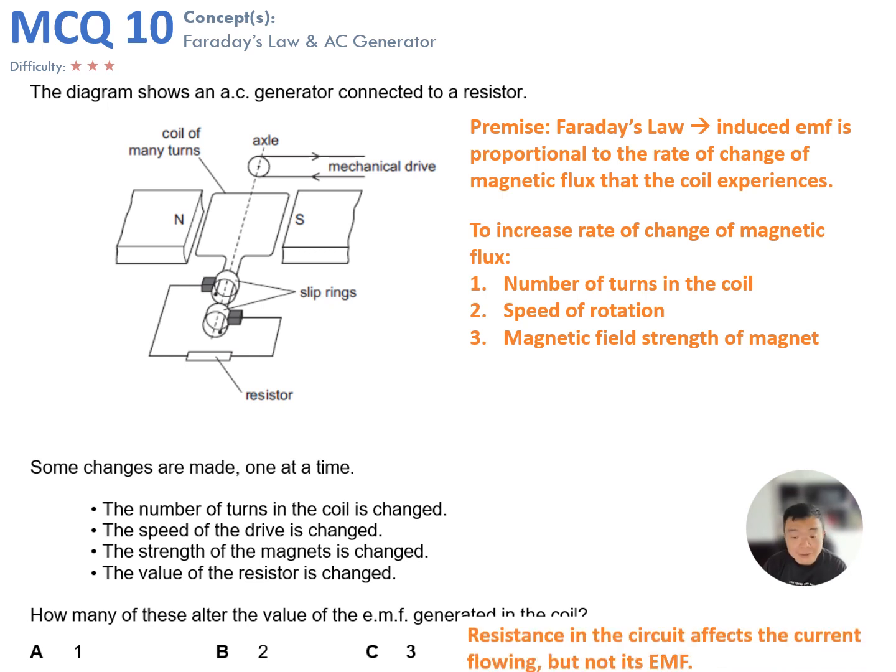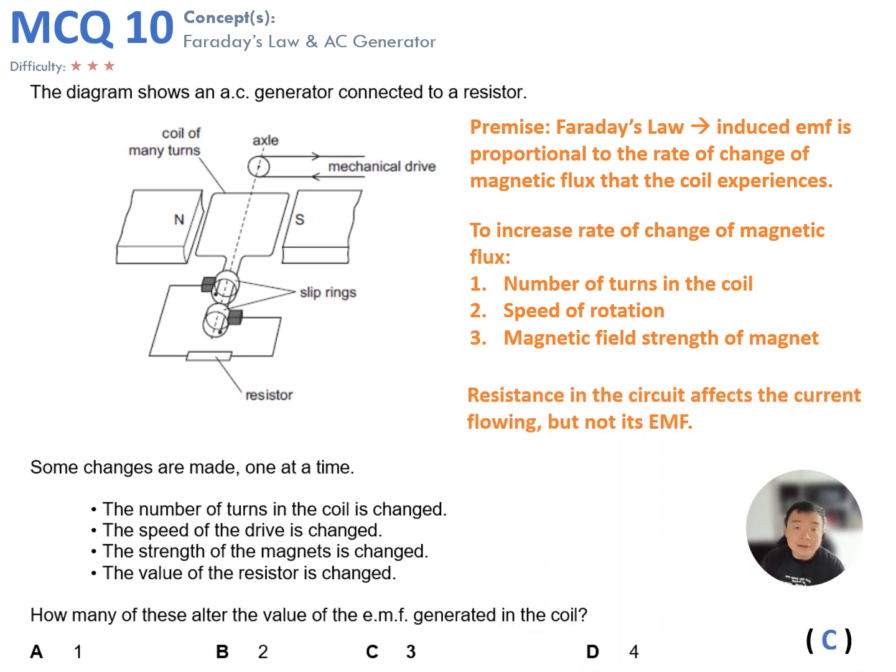EMF and induced currents. The speed of rotation, definitely rotate faster, you're converting more mechanical energy into electrical energy. And lastly, the magnetic field strength of the magnet. The stronger the magnet you use, the higher the induced EMF or induced currents.